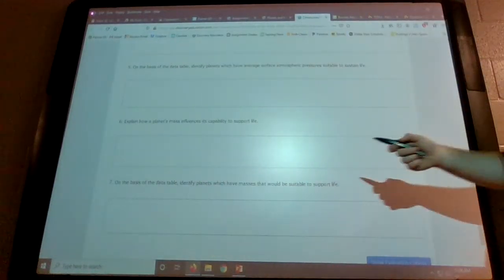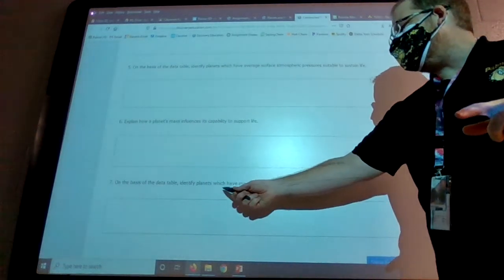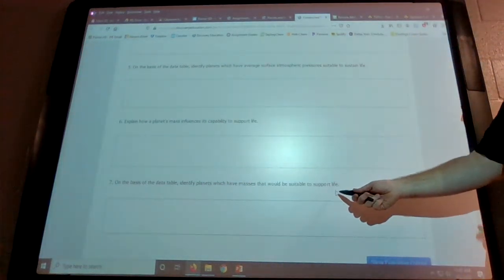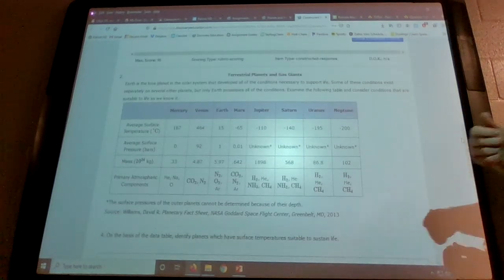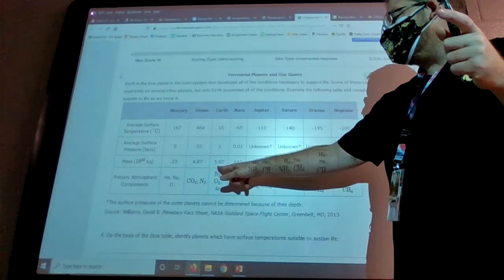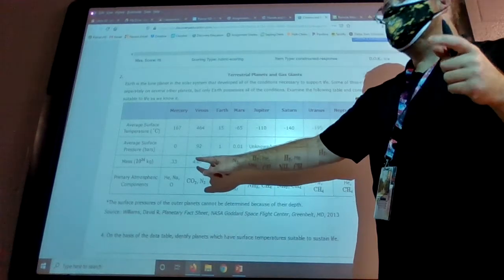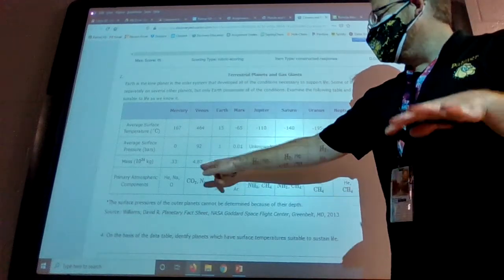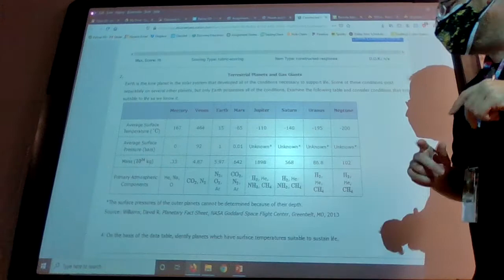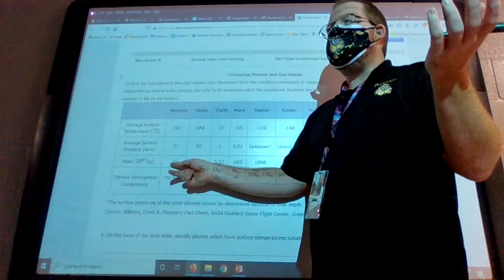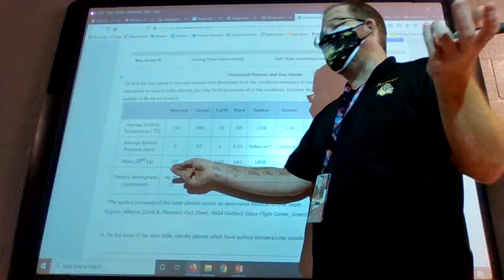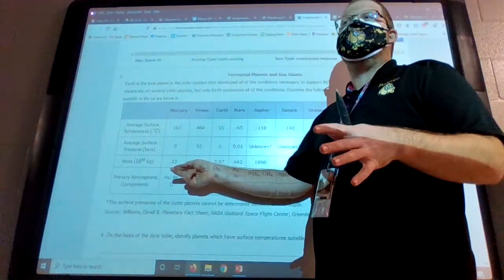On the basis of the data table, identify planets which have masses that would be suitable to support life. So here's your mass: Earth, Mars. As far as just mass, Venus could. Mercury, it wouldn't be great. You'd be really light and you could move around really easily, but the mass itself wouldn't kill you.